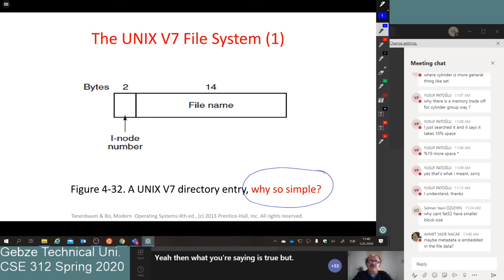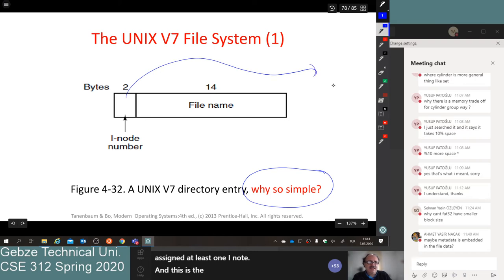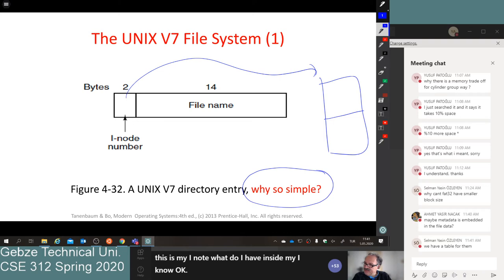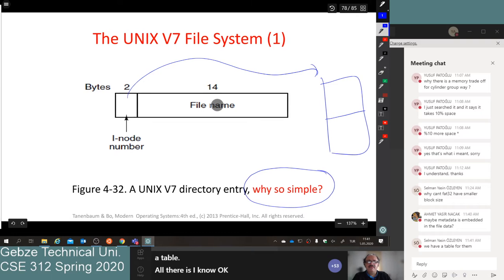we have many inodes, right? Each file is assigned at least one inode. And this is the block number. And let's say this is my inode. What do I have inside my inode? We have a table for them. No, we don't have a table. All we have is inodes. Okay. It's the file name.